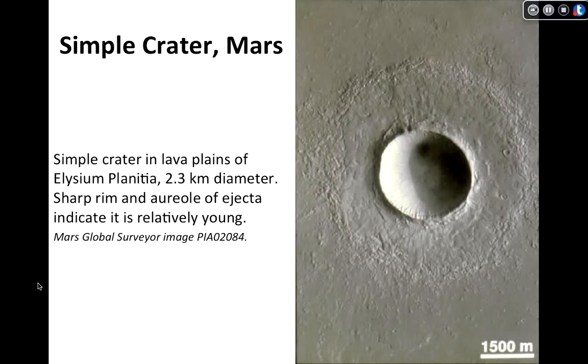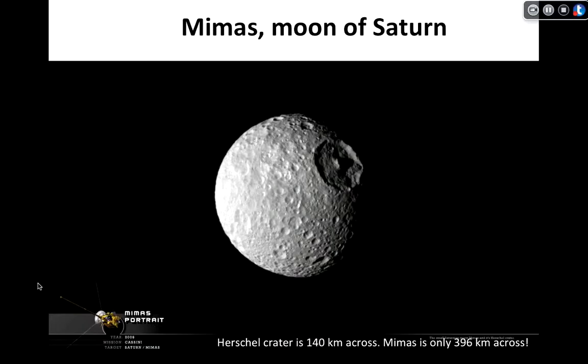Here's a nice simple crater, again, about the same size as the one we just saw in Namibia. We don't know how old this one is. It's fairly young. It's got a razor-sharp rim, this nice blanket of what we call ejecta, the stuff that got blown out. Remember what that ejecta looks like, because you're going to see something different in a few slides' time.